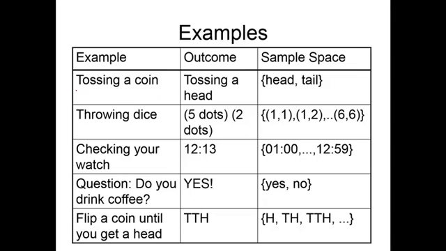And one of these, a very simple one, tossing a coin. You take a coin and you toss it, and you note whether it's a head or a tail. So one example of an outcome for such an experiment would be, hey, it's turned up heads. And so the sample space, the set of all things that could happen, would be, oh, it could turn up head or it could turn up tail.